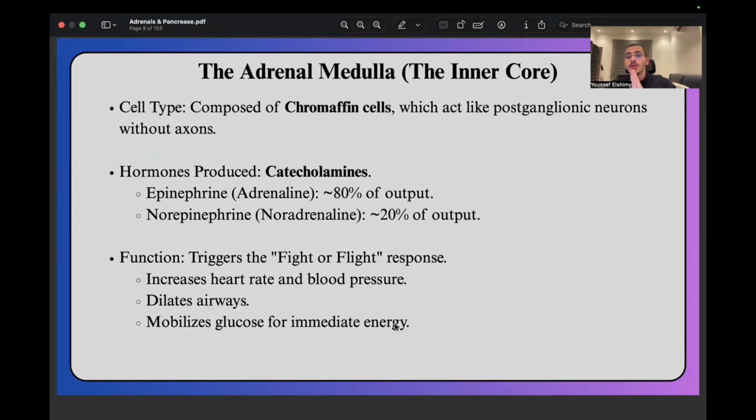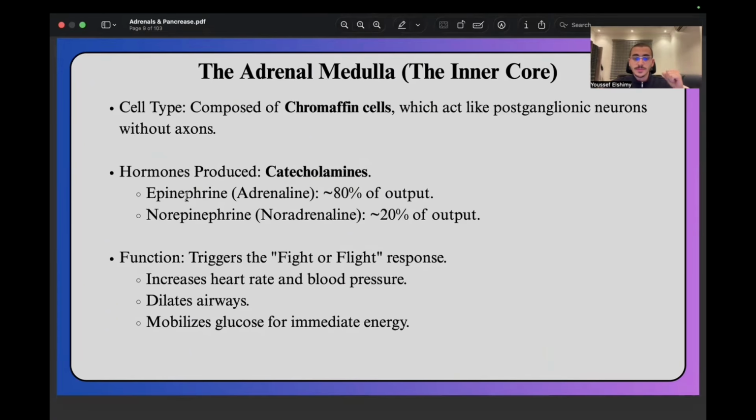Moving on to the adrenal medulla, which is the second part of the adrenal gland, the inner core. It is composed of chromaffin cells. These chromaffin cells act like postganglionic neurons without axons. So basically, these cells are cell bodies of neurons that produce hormones. And these hormones are catecholamines. Catecholamines include epinephrine and norepinephrine.